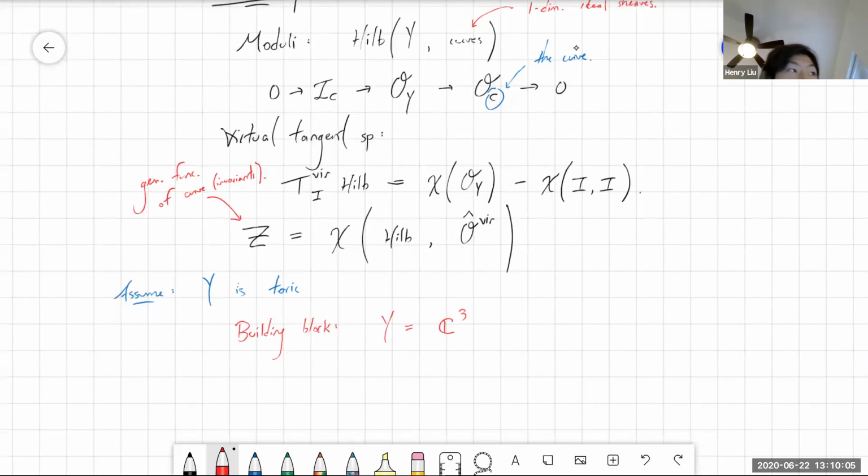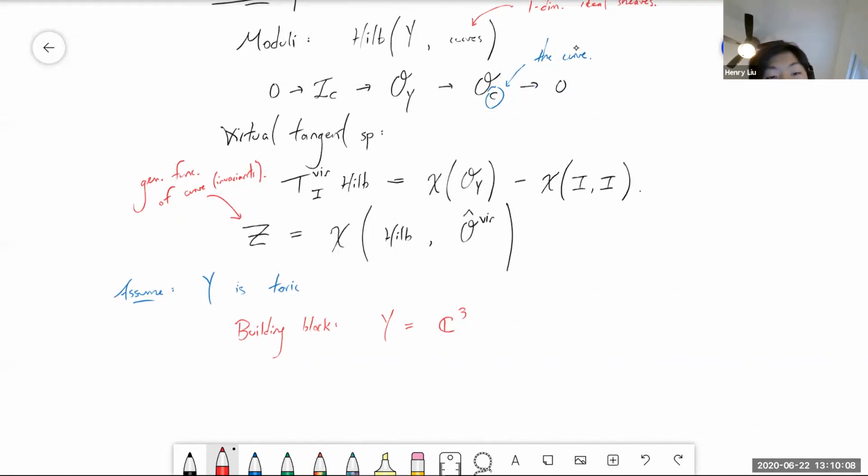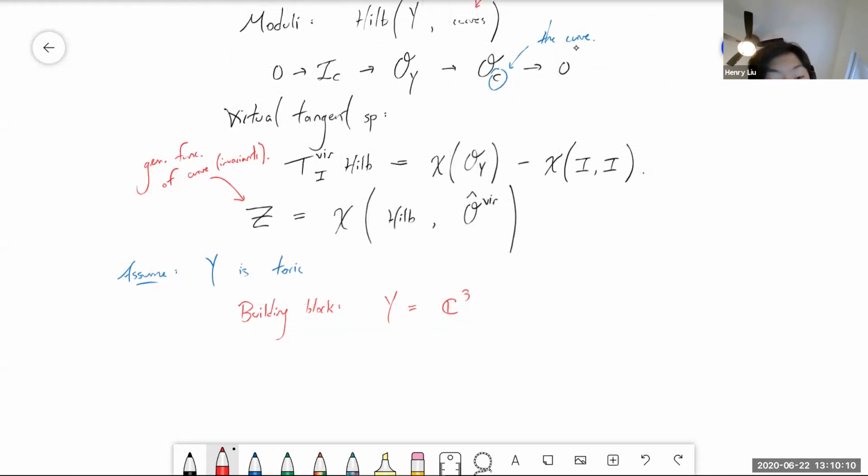Okay. And then you can ask, what are the fixed points? If we want to apply localization, we need to know explicitly what the fixed points are. And you can show that the fixed points, what will these be? These are T-fixed ideal sheaves.